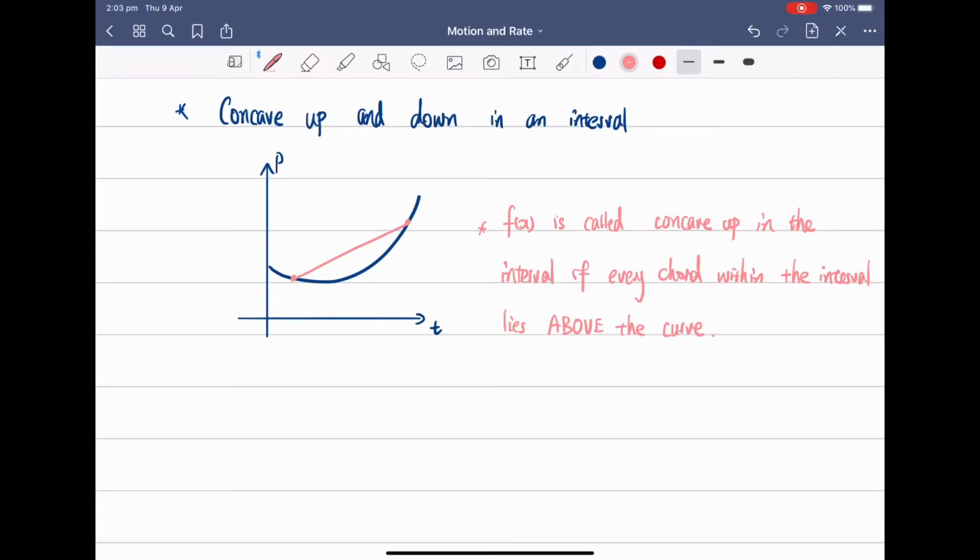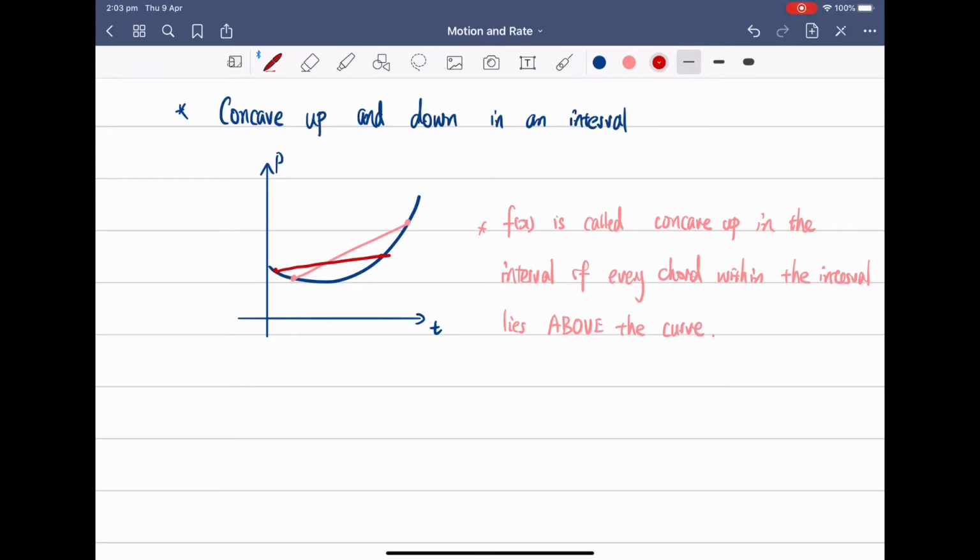All right, so then we call this f(x) is concave up in that particular interval if every chord within the interval is above the curve. We can pick another 2 points, for example, a point here and a point there, and as you can see, this chord is again above the original curve.